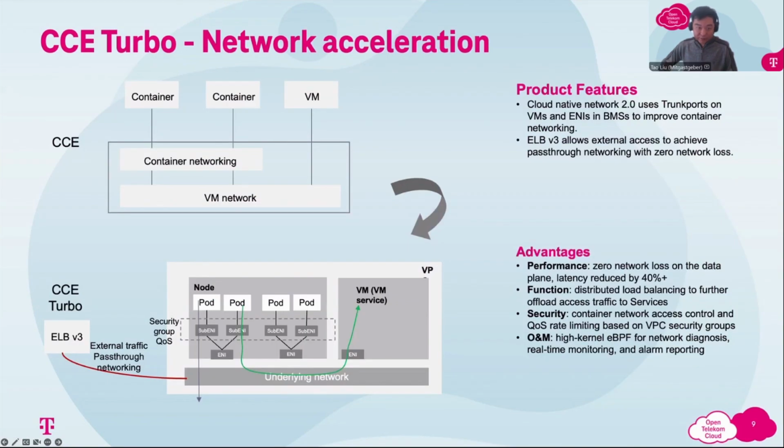Network acceleration. Instead of the 2-layer network on CCE, Cloud Native Network 2.0 is a single-layer network. Trunk ports on VMs and ENIs on BMS are used to improve the container network performance. In addition, during external access, pass-through networking with zero network loss can also be achieved by using ELB v3.